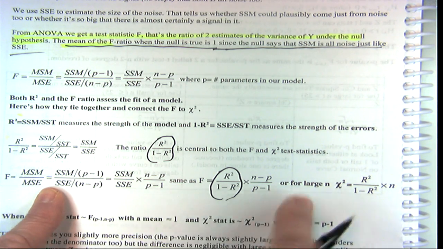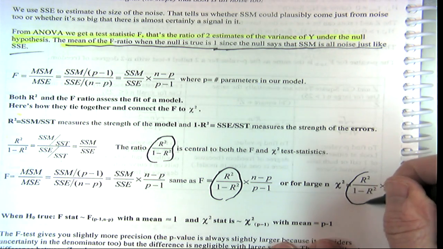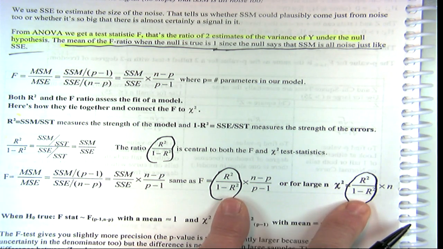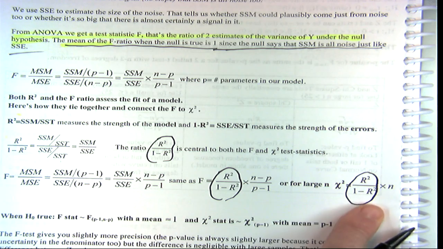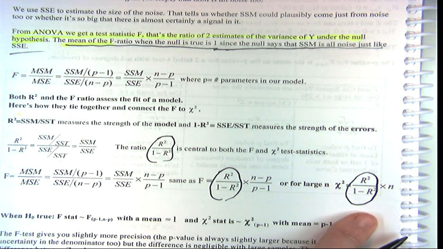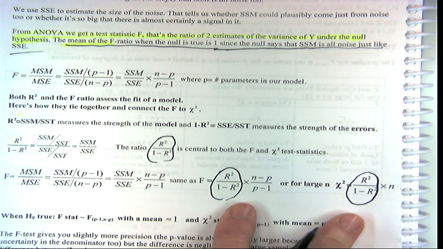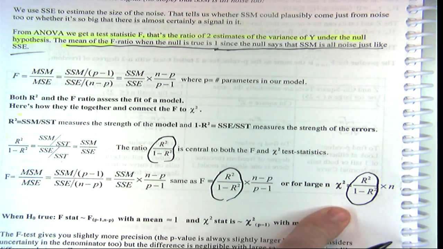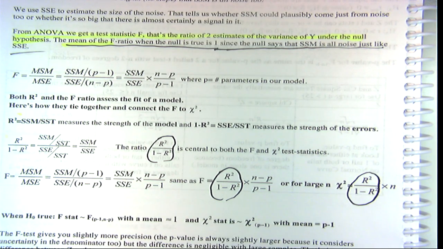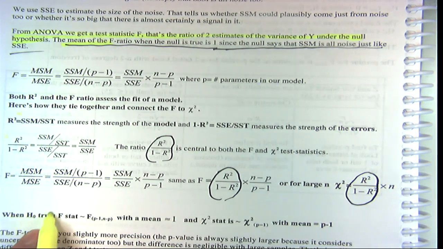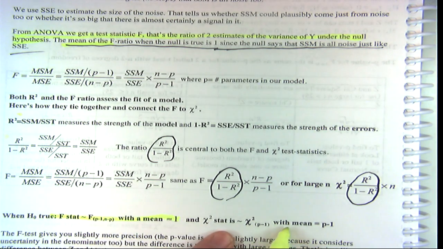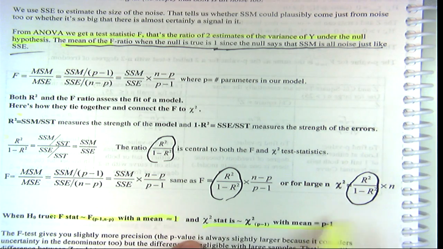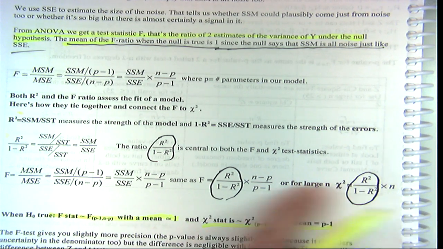And then for large N, here's chi-squared. They look just the same, except they're off by a factor of p minus 1, and basically this is just shifted over. When the null is true, we said the F has a mean of 1. But when the null is true, the chi-squared, which is going to be the same curve as n gets large, will have a mean of p minus 1 because we don't divide by p minus 1.